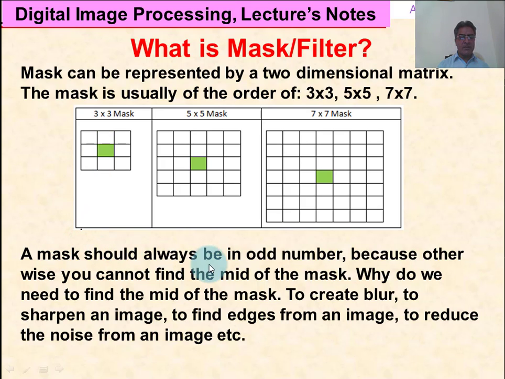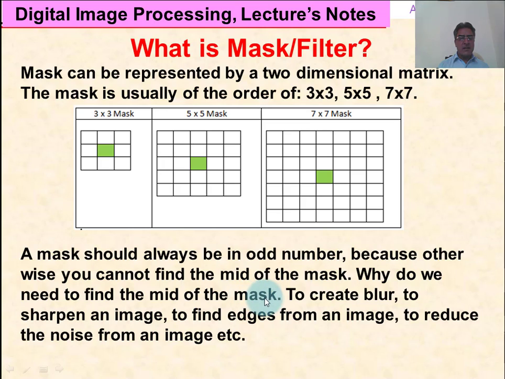A mask should always be of odd size, because it is 3 cross 3, that is odd number mask. This is 5 cross 5, 7 cross 7 mask. Why are we using this odd number mask? Because otherwise you cannot find the mid of the mask. If it is a 2 cross 2 or 4 cross 4 mask, then the mid pixel cannot be identified in an even dimension mask.